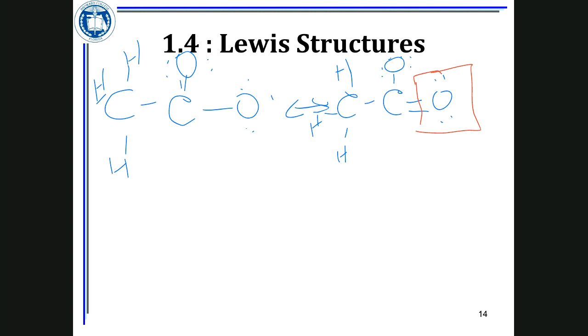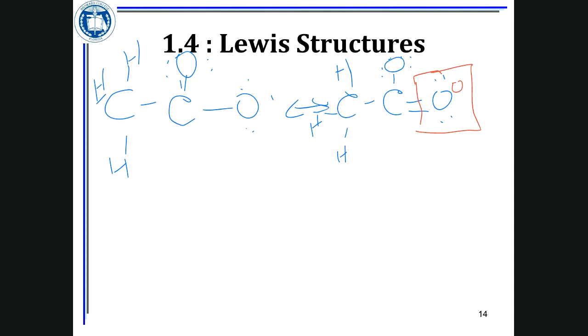How many valence electrons does oxygen have in the periodic table? In the periodic table, 6. In this molecule it is also 6. So comparing the number of electrons to the valence electrons, it is the same, so the charge is going to be 0 for this oxygen.